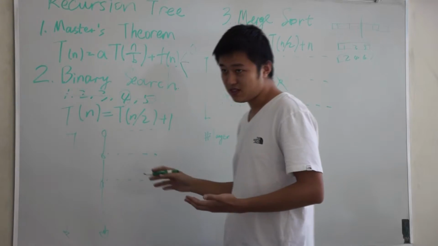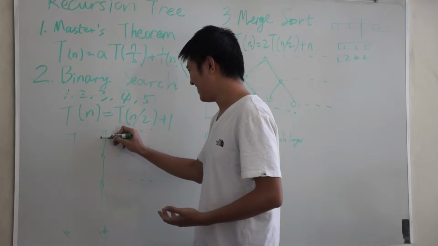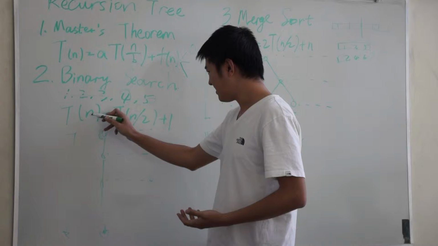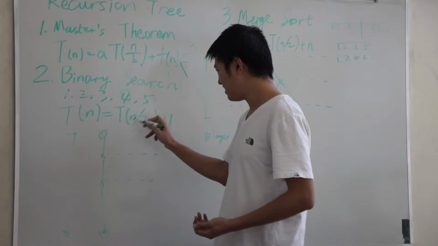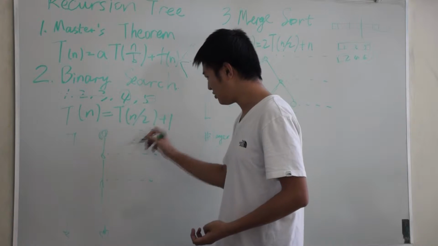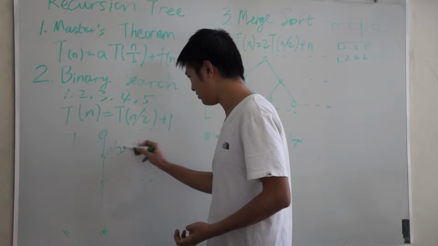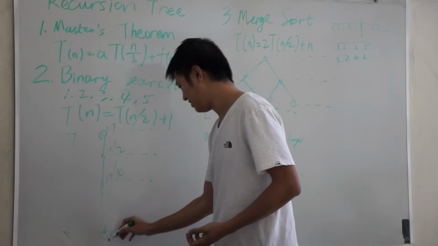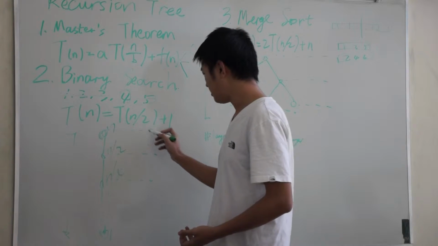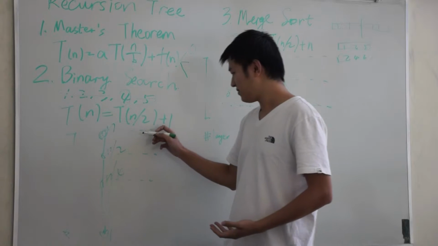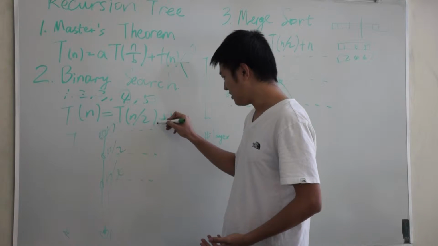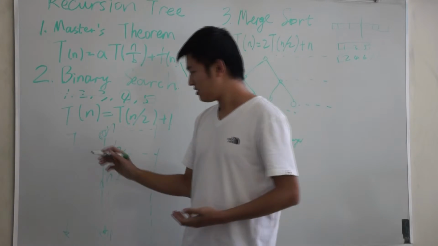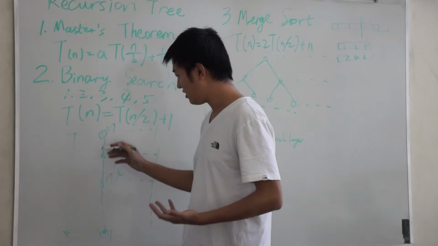So how can we solve it? Let's draw a picture. Here is T of n, and as you can see, T of n equals T of n over 2 plus 1. So this is n, this is n over 2, and this is n over 4, etc. For each layer, we can see there is a constant 1. So here is 1, 1, 1, 1, 1, 1, 1. It's all 1, right?